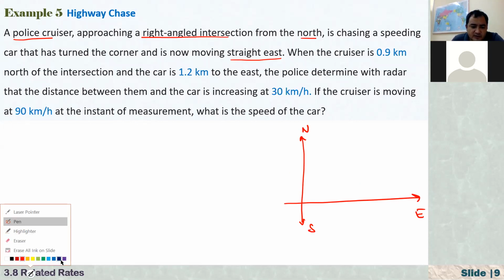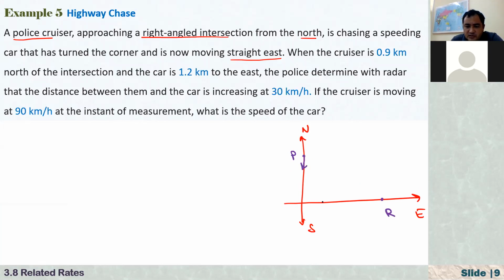So our police car is coming somewhere here. That is the police car. Let's say P, police cruiser. And the race car is somewhere here. Let's say it is R. It is moving towards this intersection, and this car is moving towards the east. That is the first part of the question.